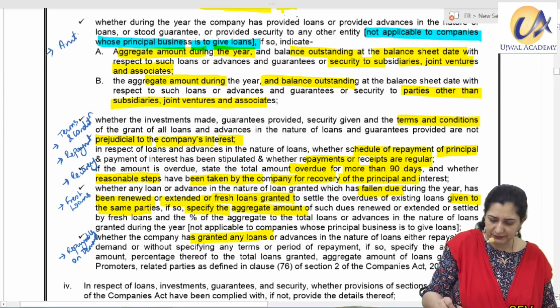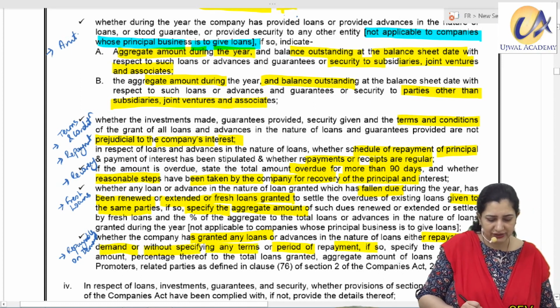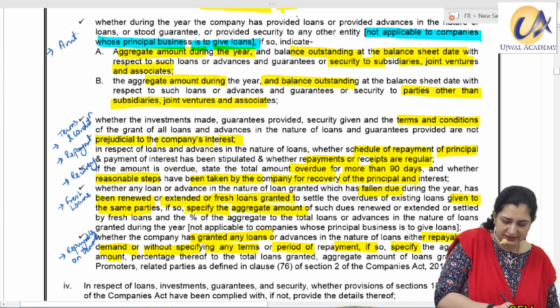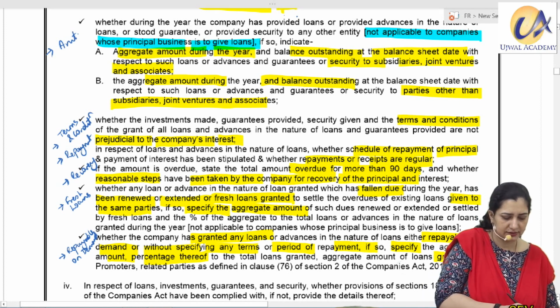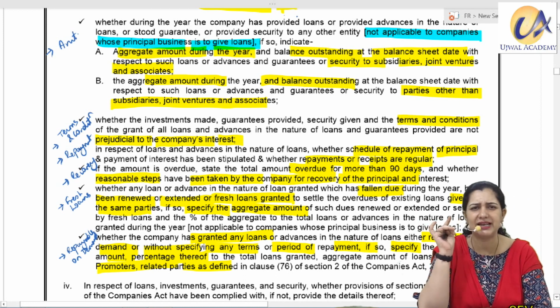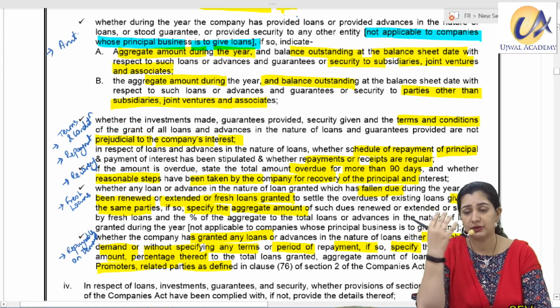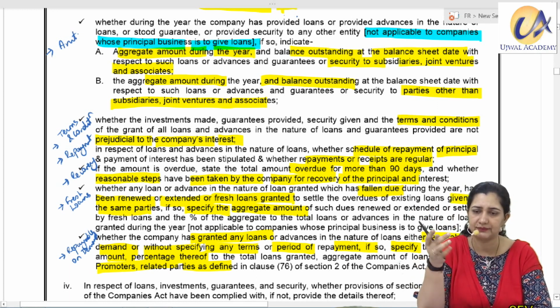So if the company has granted loans which are repayable on demand or without specifying the terms or period of repayment, again we have to specifically give the amount and the percentage thereof which are given to related parties, promoters, etc. We need to give that. Schedule 3 also gives the same points. A lot of things because of Schedule 3 have come under CARO. This is also one of them.